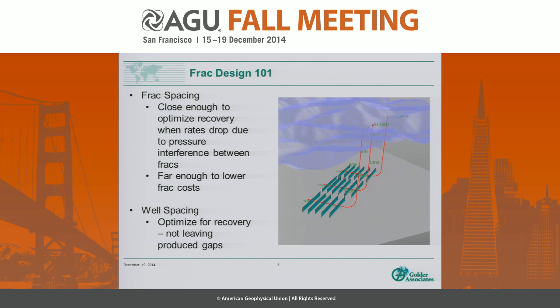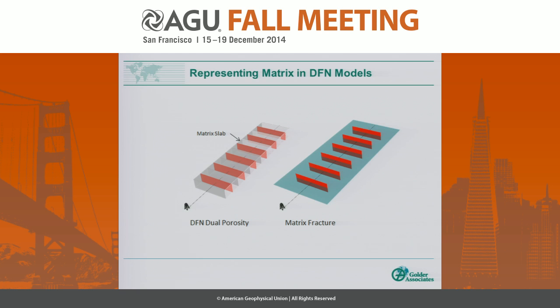So that's the key thing that controls fracture spacing. Again, close enough to optimize recovery so that you're still at economical rates when they start to interfere, but far enough apart that you're not wasting time making fracs that are completely unnecessary. The second thing is to figure out what the length of the fracture is, so you can, either by zipper fracs or other things, put your wells at appropriate spacing, not leaving gaps for production. So that's frac design 101 in a nutshell.